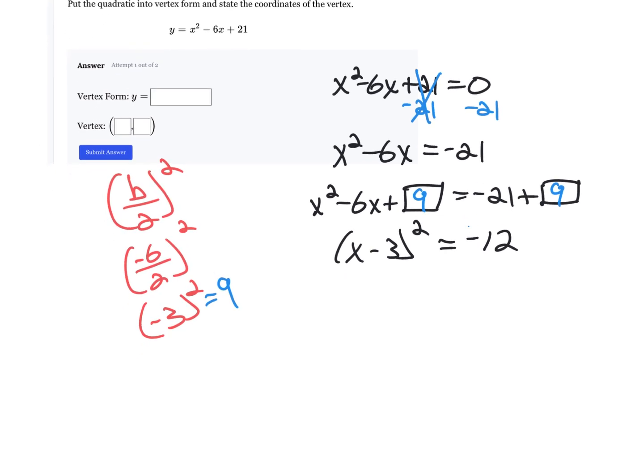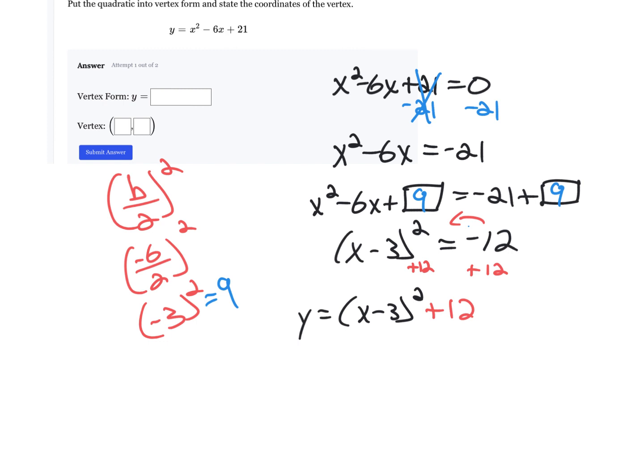Okay, and then to write it in vertex form, we're basically going to be bringing this negative 12 back over, or maybe the better way to say it is we're going to add 12 to cancel it over here, so we have to add 12 on the other side. But again, when you bring this over to the other side of the equation, it changes the sign. But we can now write it in vertex form. y equals x minus 3 squared plus 12.